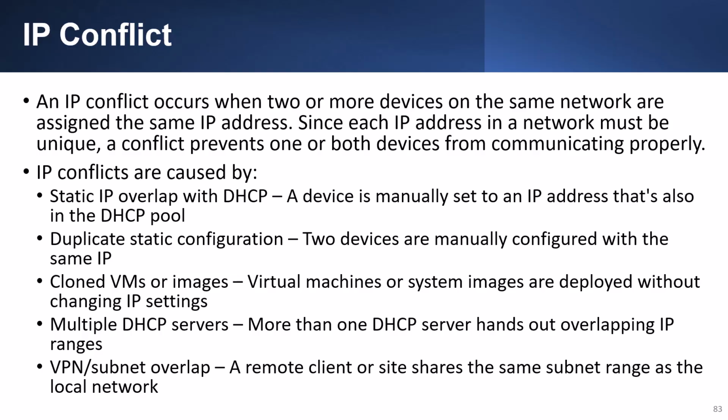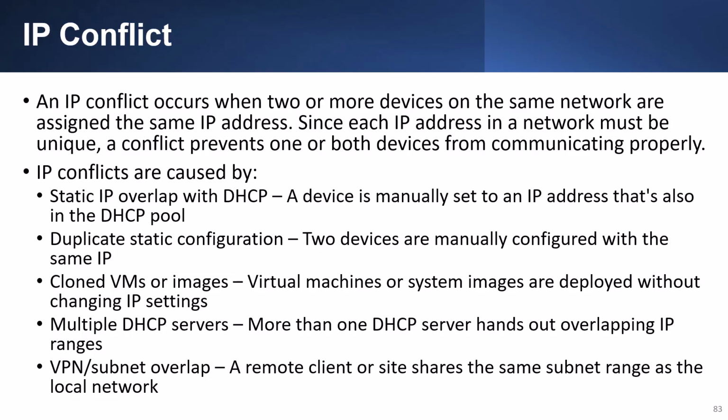An IP conflict occurs when two or more devices on the same network are assigned the same IP address. Since each IP address in a network must be unique, a conflict prevents one or both devices from communicating properly. IP conflicts are caused by static IP overlap with DHCP, where a device is manually set to an IP address that's also in a DHCP pool.